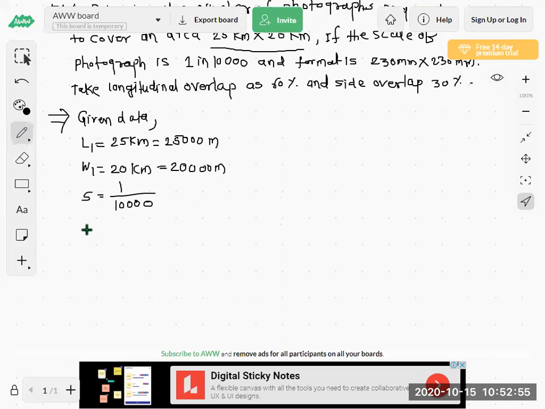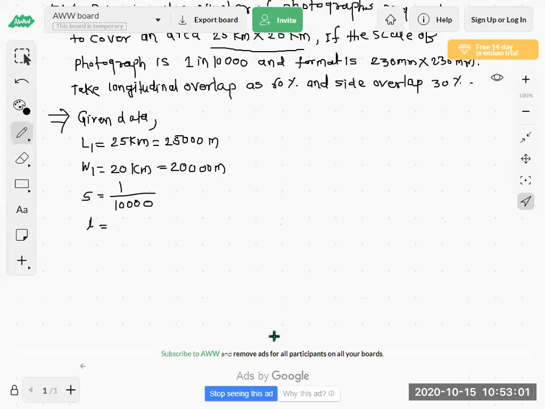So the length and width of the photograph. Small l is what we have denoted in our number of photographs calculation. What is small l here? 230 mm. So 230 mm, we have to convert into meters. How much in meters? 0.230 meter, correct?